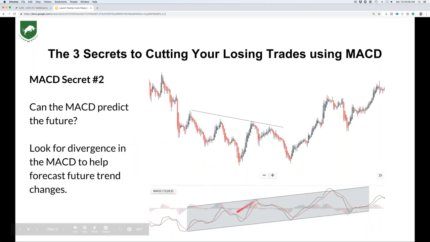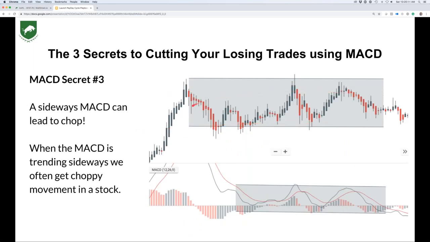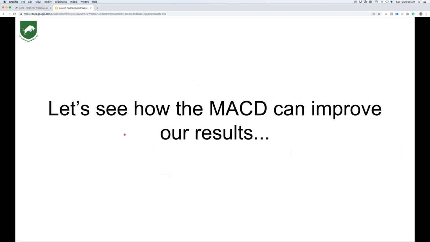You could also use the MACD for divergence. When the MACD is making higher highs and higher lows and the stock is making lower highs and lower lows, that's generally a good signal of a shift in trend. You could also use it to identify choppy markets when the MACD is sideways like this, because generally we have a choppy market, and choppy payday cycles can also create some of those false starts.